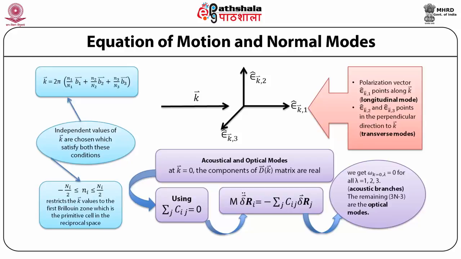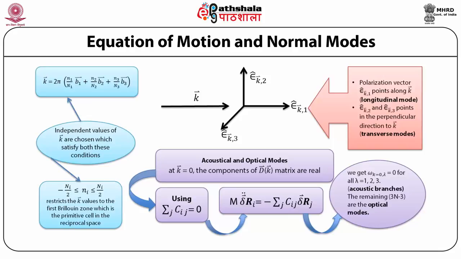Now let us take a very specific case of a cubic crystal, which is the simplest crystal that we can think of in lattice dynamics or in solid state physics. Where k points along a certain axis, and now if you remember that we have introduced the polarization vectors, so that one polarization vector epsilon k1 points along k and the other two, that is epsilon k2 and epsilon k3, point in the perpendicular direction to k, and this is illustrated very nicely in this figure.